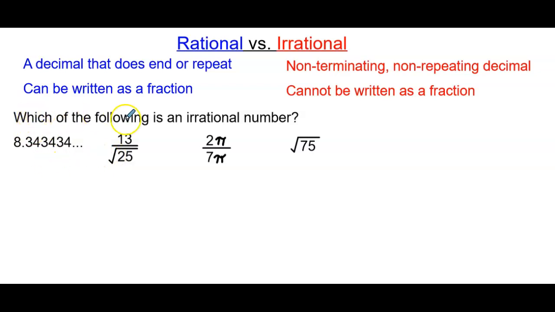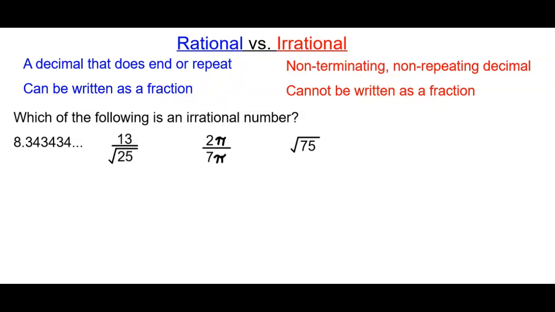This question says, which of the following is an irrational number? I went ahead and put the definitions up here for you. A rational number is a decimal that does end or repeat, and it can be written as a fraction of integers. An irrational number is a non-terminating, non-repeating decimal. So it's a decimal that does not end and it does not repeat, and it cannot be written as a fraction of integers.